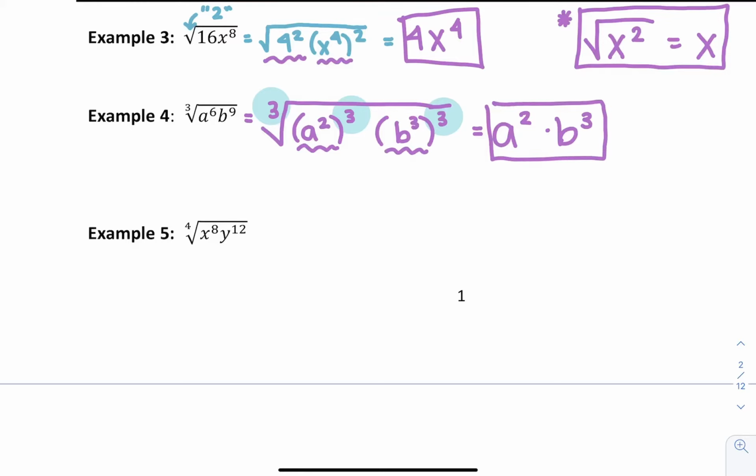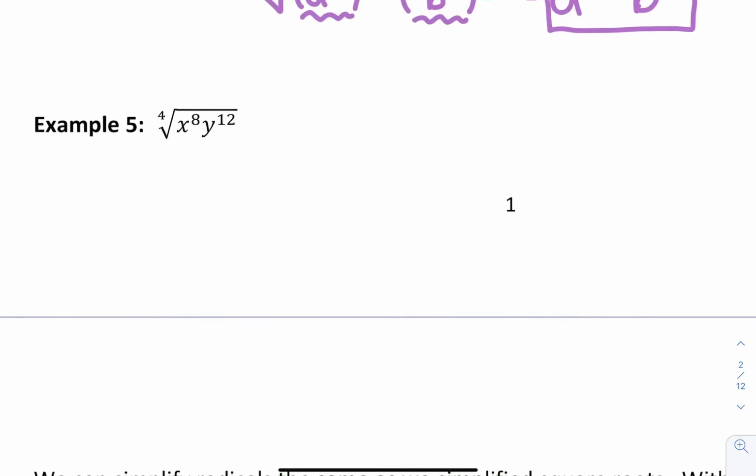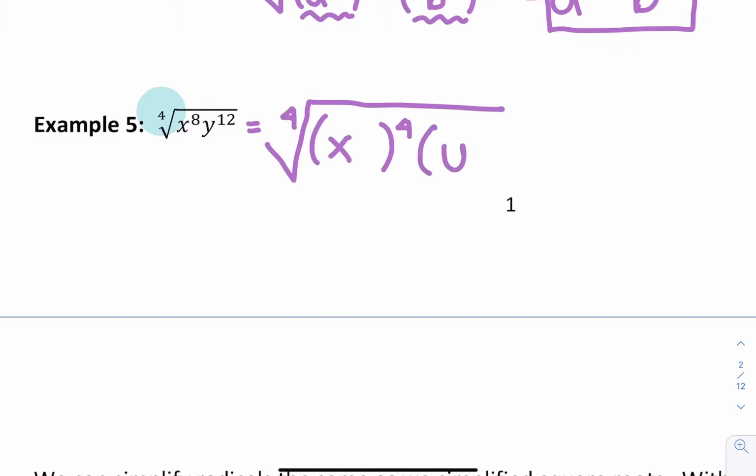Last up, let's try with an index of 4. So if I have an index of 4, I'm taking the 4th root. I want to rewrite this so that things cancel out. So I want x to something to the 4th and y to something to the 4th so that they, oops, I didn't want to cancel there, so that these cancel out.